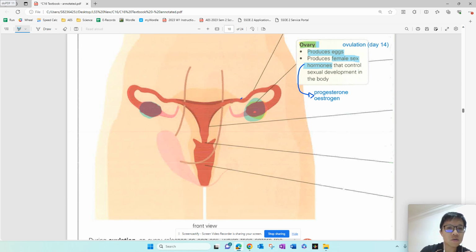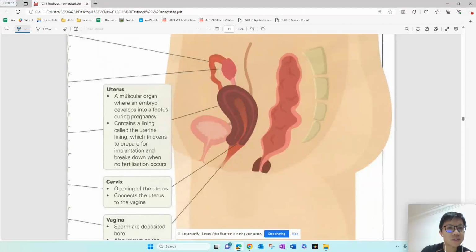The fertilized egg, the zygote, will then travel downwards toward this triangular shaped structure, known as the uterus. The uterus is where the embryo can develop into a fetus. What's important about the uterus is that it actually contains a lining. We call it the uterine lining, to prepare for the implantation of the embryo. Maybe I'll just add in here implantation of embryo. So that's if fertilization takes place.